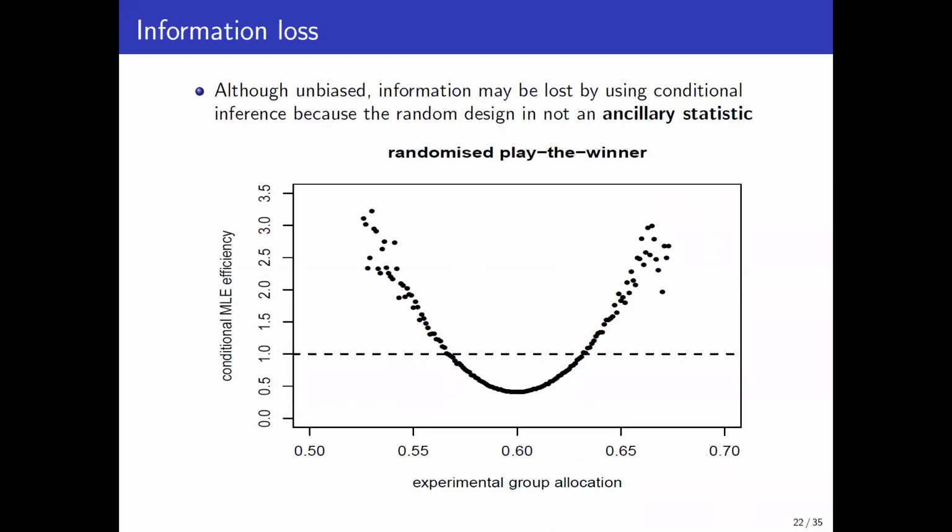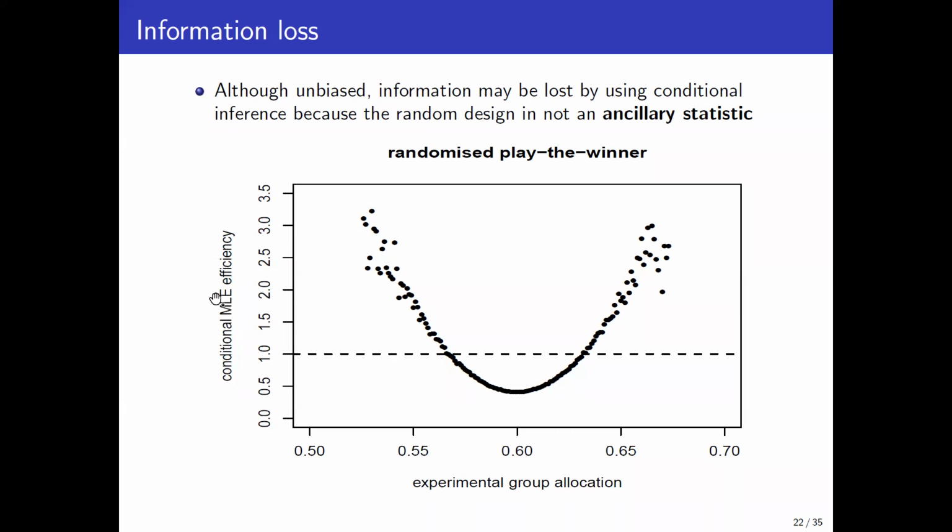But the problem, of course, is the loss of statistical information. So when we condition on the realised design, we're actually conditioning on something that contains information about the treatment effect. And we're therefore losing whatever information was contained in that particular statistic, if you like. For those of you familiar with the concept of ancillary statistics, the realised design is not an ancillary statistic. It's not a statistic that has a distribution independent of theta, the treatment effect. So we lose information, and you can see that illustrated here.